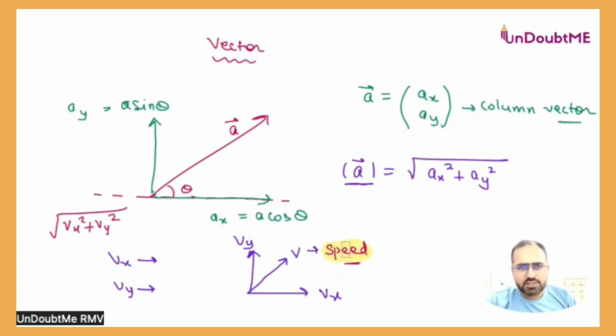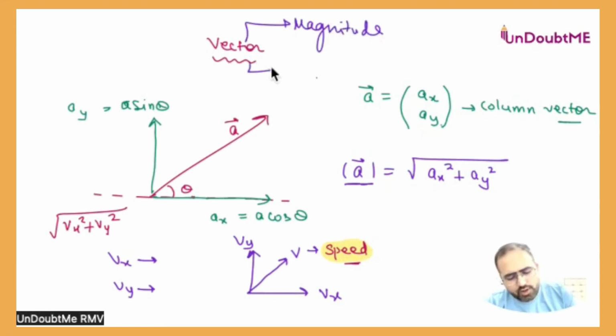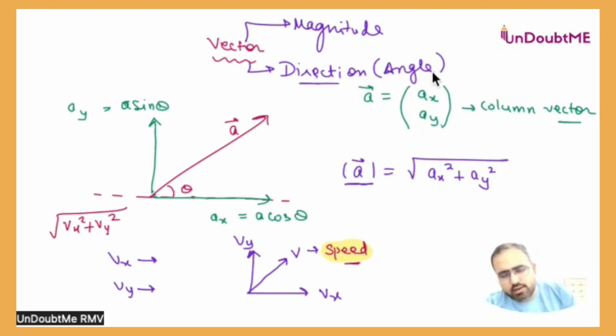First thing is, whenever we are talking about a vector, we have to know the magnitude of a vector. How do we find magnitude? And how do we calculate direction? So magnitude is clear. Direction means angle, degrees. This is a vector.